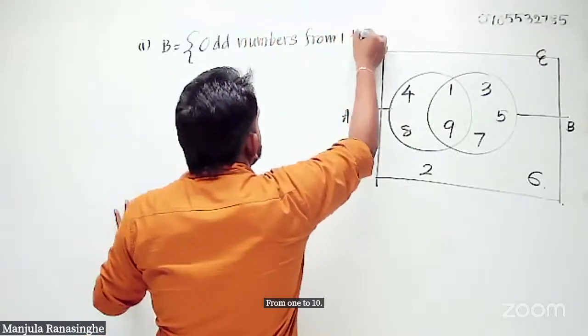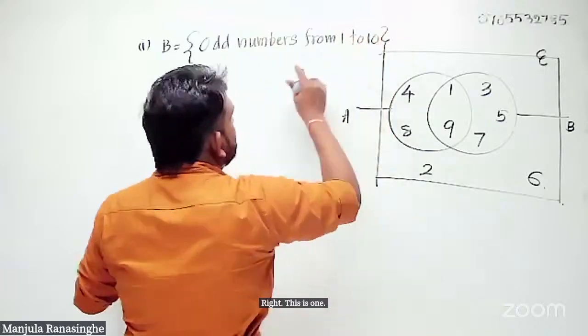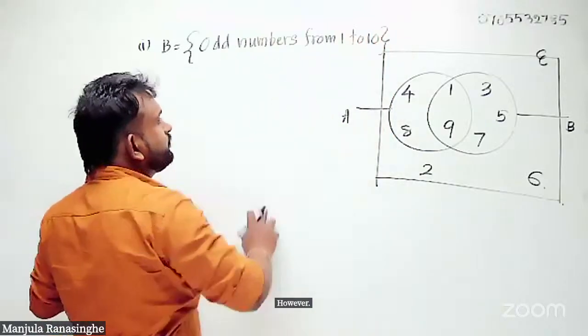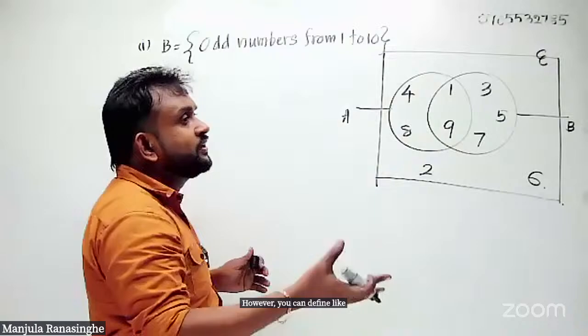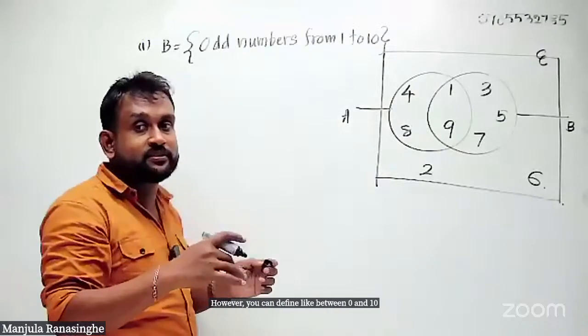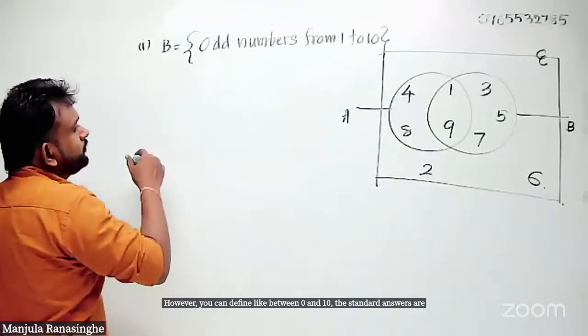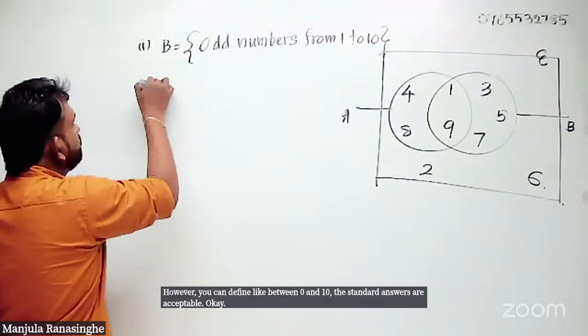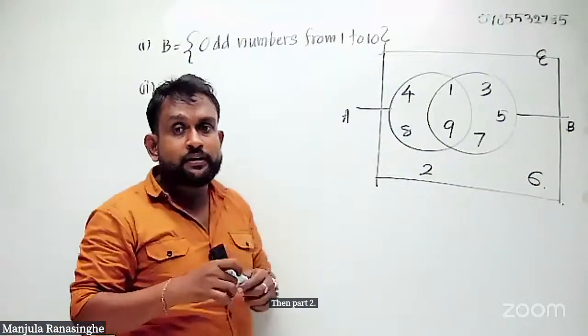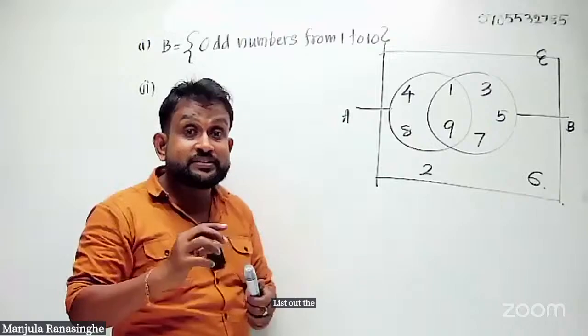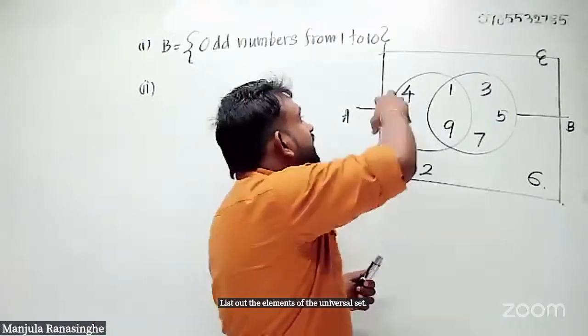Right. This is one method. However, you can define like between 0 and 10, less than 10, whatever answers are acceptable. Okay. Then part 2, list out the elements of the universal set. Universal set is a rectangle.